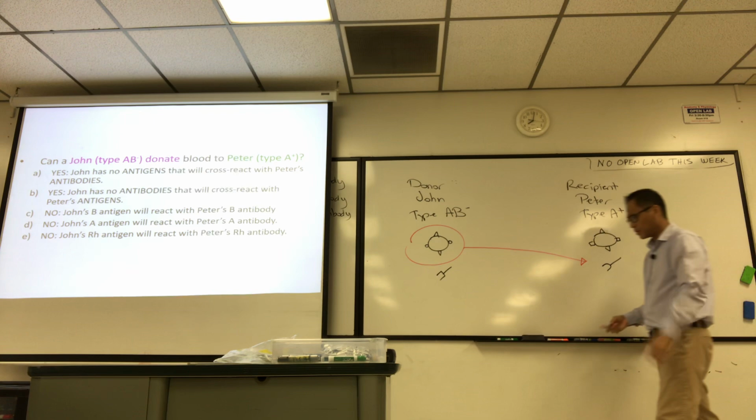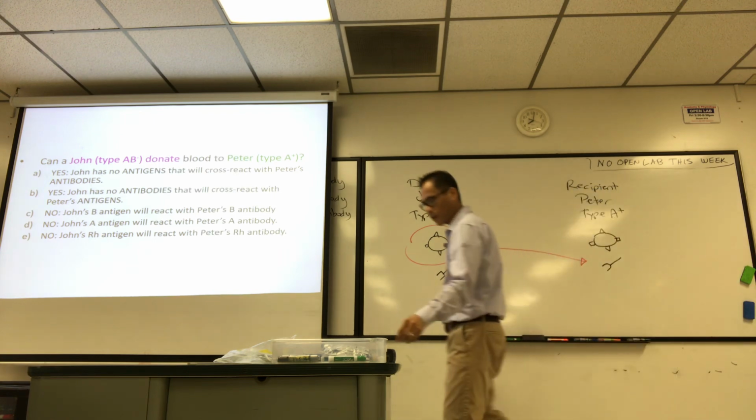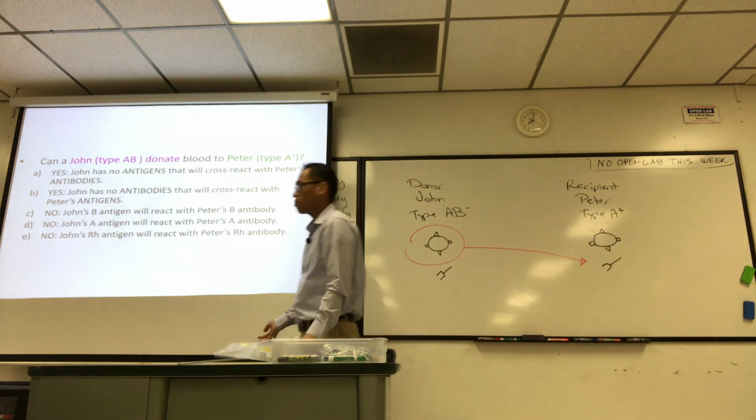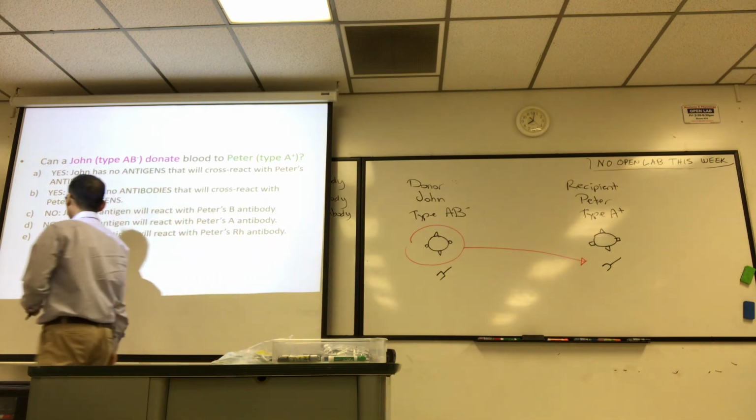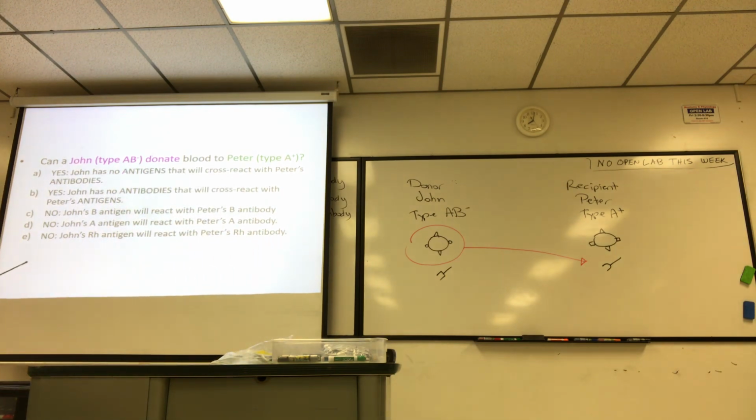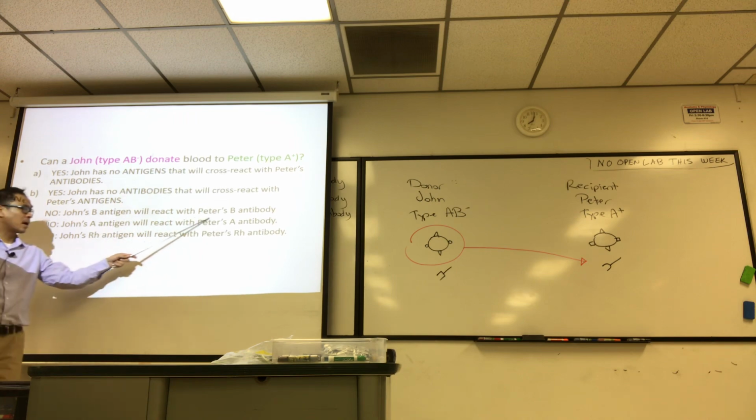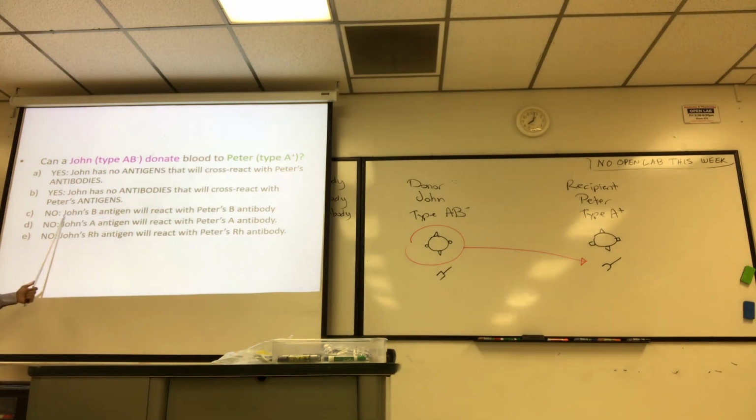So let's read the choices here. A couple of yes, a couple of no. Well, it's no, but which no is the correct reasoning? No, because, well, let's see. This one looks good. John's B antigen will react with Peter's B antibody. And you see how I've worded it? It's very important that students can tell me what cross reacts. Because obviously, just yes or just no isn't enough.